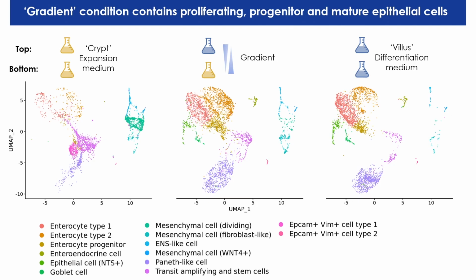And you can really see that after exposing to the crypt medium, you have this dense core of proliferating cells and very few of these differentiated cells. And we see a lot of mesenchymal cells. In the gradient condition, we have both proliferating cells as well as progenitor cells and differentiated cells. And in the villus medium, we have more an enrichment for the differentiated cells and fewer proliferating cells and mesenchymal cells. So it seems that in the gradient condition, we can really capture the differentiation trajectory that's happening along the crypt-villus axis in the human intestine.